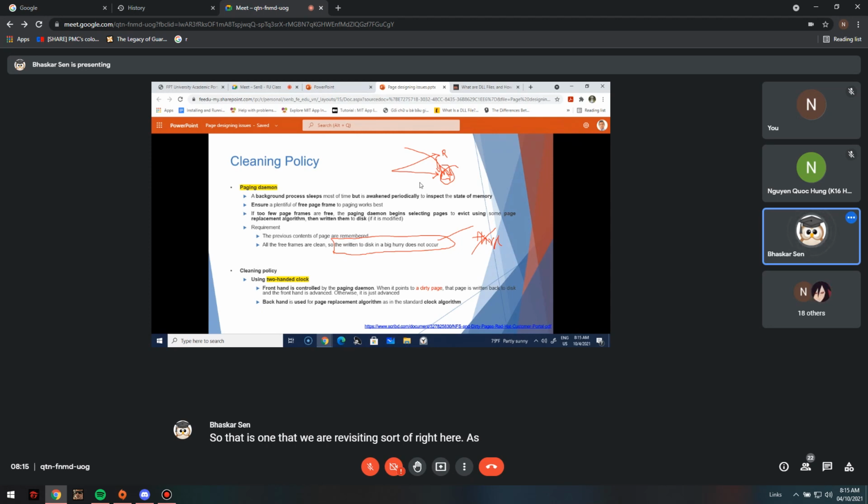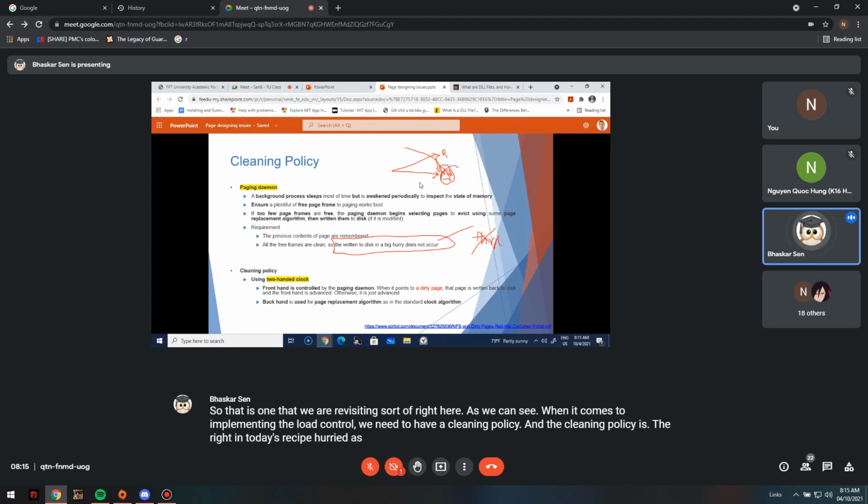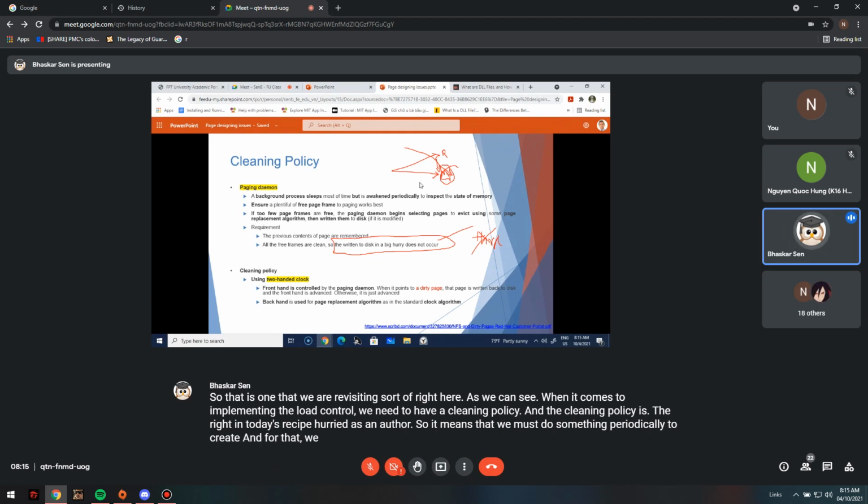As we can see, when it comes to implementing the load control, we need to have a cleaning policy. The cleaning policy is that writing to disk in a big hurry doesn't occur, so it means that we must do something periodically to clean it. For that, we use a technique called the two-handed clocks, the double-handed clocks.